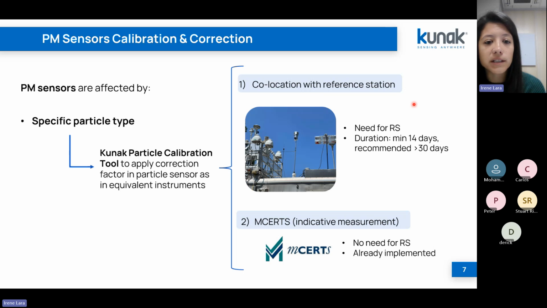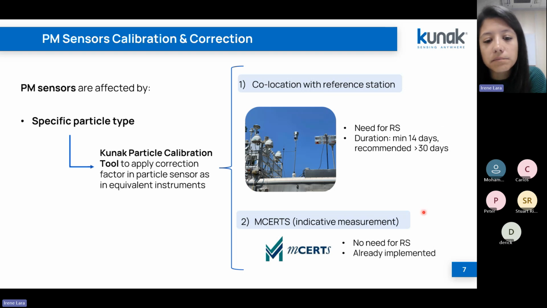The first one is the same as with the gas sensor, a collocation with a reference station. In this case, we recommend a duration minimum of 14 days, but recommended of 30 days. And with this, we will do a regression, and we calculate the factor that should be applied to the sensor.